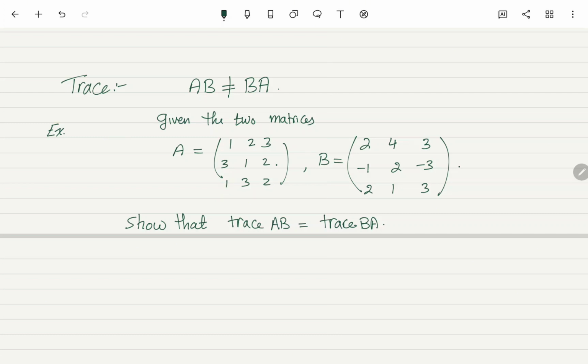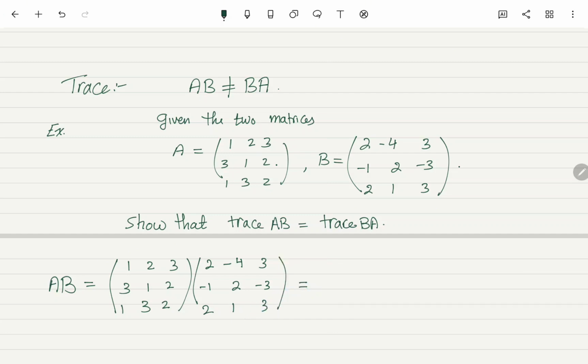So let's find AB as a matrix here, equal to [1, 2, 3; 3, 1, 2; 1, 3, 2] multiplied by [2, -4, 3; -1, 2, -3; 2, 1, 3]. This is minus 4 by the way. So the result will be, you just multiply the row with column, row with column, row with column. You just create the first row of the new matrix, which is 6, 3, 6. Then row with column, row with column, row with column. It will be 9, -8, 12. And the last one is 3, 4, 0.